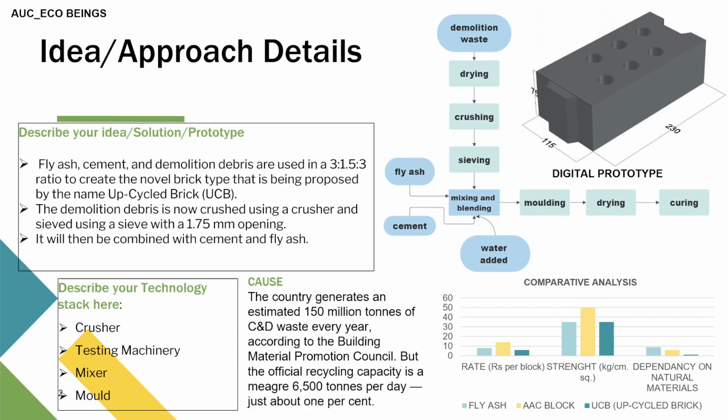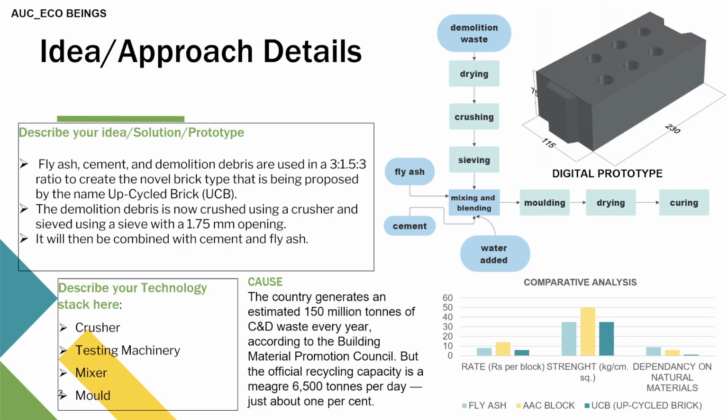The demolition debris is now crushed using a crusher and sieved using a sieve with a 1.75 mm opening. It will then be combined with cement and fly ash. Describing the technology stack here, we'll be using crusher, testing machinery, mixer and mold.